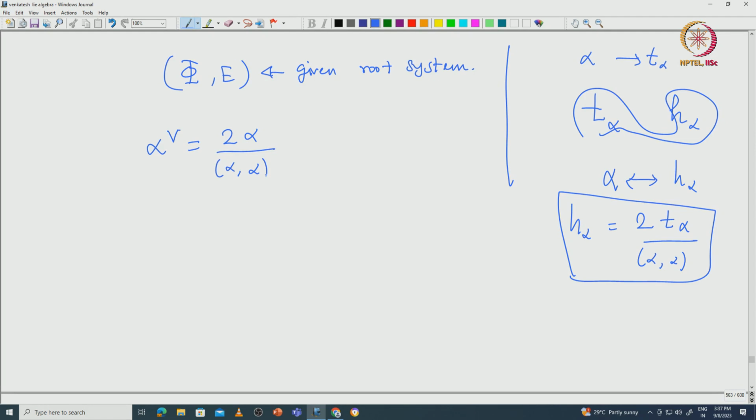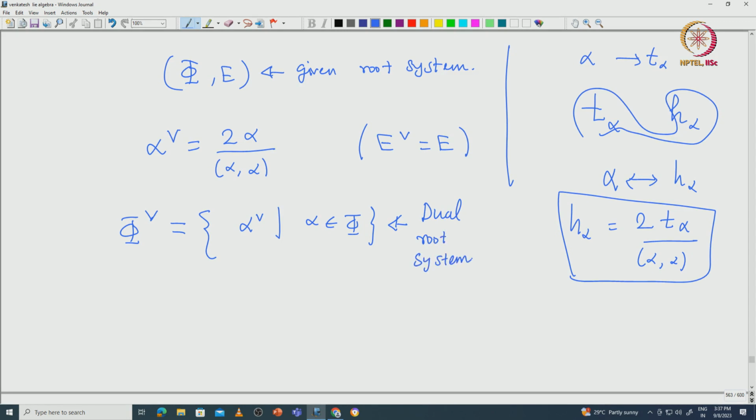Using the inner product, one can work inside E itself, so there is no harm. Then these elements will definitely be non-zero. Then we can form what is called Φ check. You take E check to be E itself, no problem, and then you define Φ check to be the collection of all α check where α comes from Φ, and this will be called the dual root system of Φ.